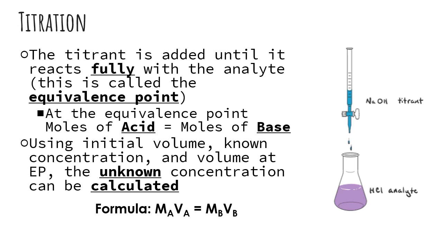So we can take our initial volume, the known concentration solution, and the volume at our equivalence point, and we can calculate our unknown concentration. The formula for this is MAVA equals MBVB. The A is for acid, and the B is for base. These calculations are pretty simple. It's very, very similar to the dilution calculations. We're always going to know three of these variables, and we're going to solve for the fourth one.